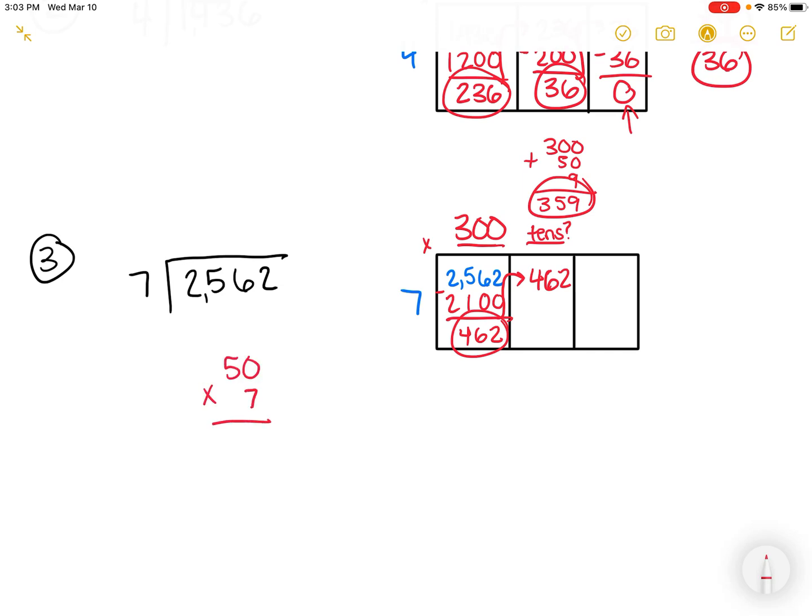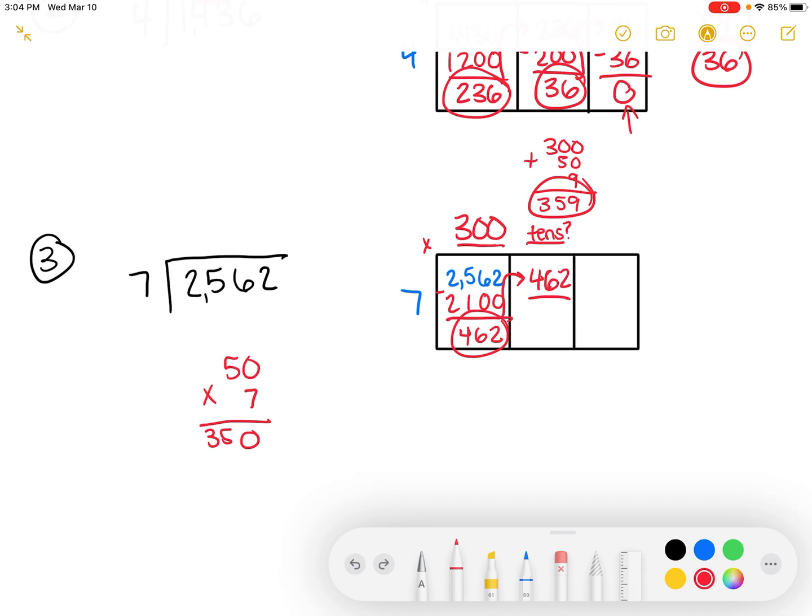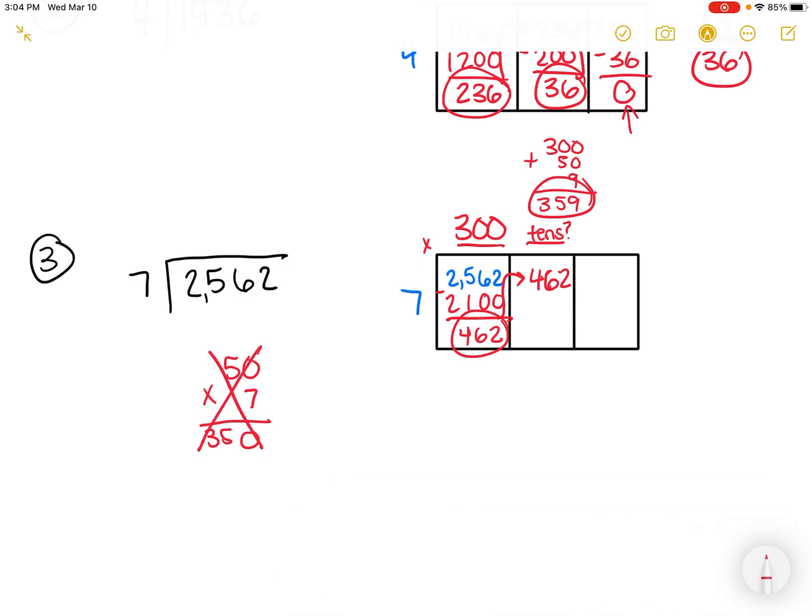So I'm going to do 50 times 7. So we have 0 and then 35. Now remember, we need to get to 462, but we cannot go over. So I think 350 is a little short. It falls short. It's a little too low. So I'm going to try 60. 60 times 7. We have 420.